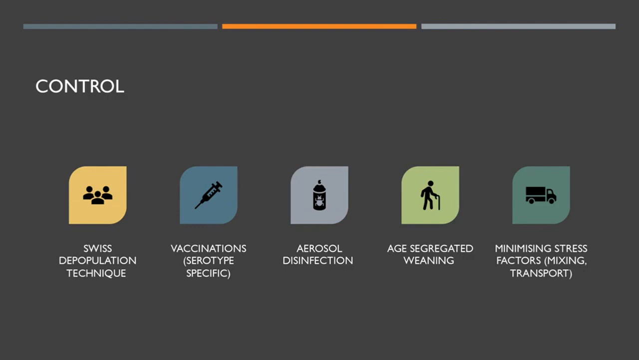Prevention mechanisms are a more effective way to control the disease. This can include vaccinations which are serotype specific, aerosol disinfection that is safe for animal use, age segregation weaning, and minimizing stress factors such as mixing and transportation.